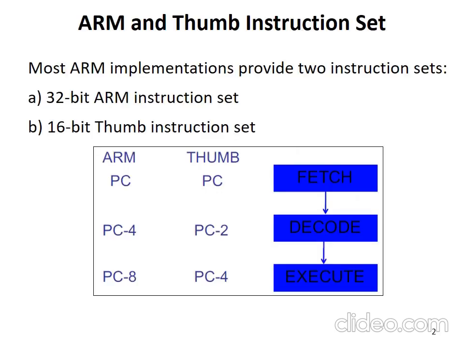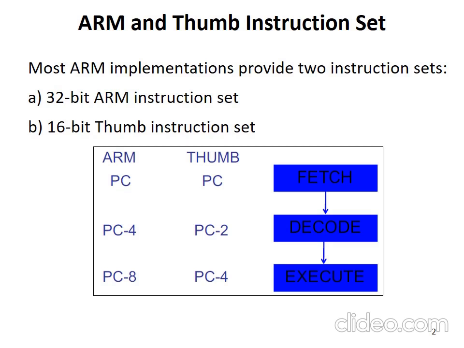ARM and thumb instruction set. We know that ARM can execute the 32-bit ARM instruction set and the 16-bit thumb instruction set. Here, one should note how the program counter value is updated whenever an ARM instruction is fetched and whenever a thumb instruction is fetched.